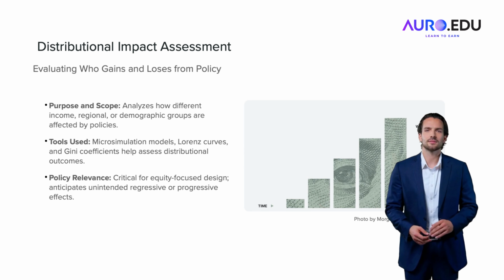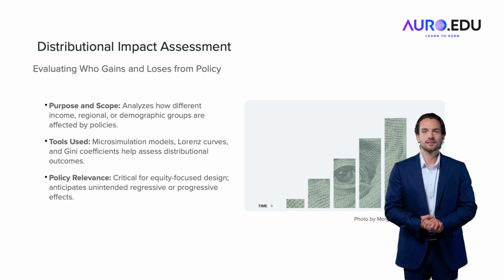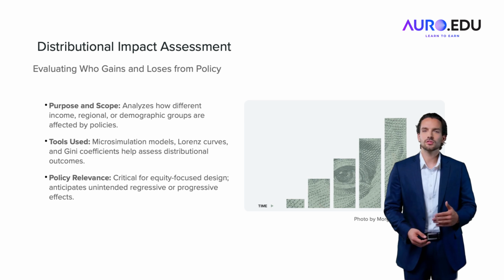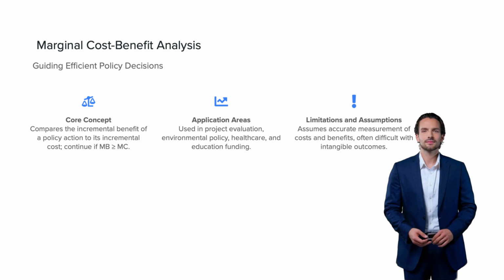Distributional impact assessment. Distributional impact assessment evaluates how policies affect different population groups. This analysis helps identify whether a policy disproportionately benefits or harms certain demographics, such as low-income households or minorities. Incorporating distributional assessments ensures that policies promote inclusive growth and social justice.